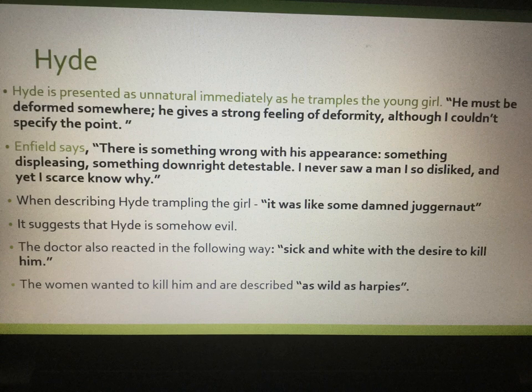Obviously, there's a suggestion that he's evil. The doctor also reacts in the following way, sick and white with the desire to kill him. And the women also wanted to kill him and are described as wild as harpies. And look at that simile. So there's quite a few quotations there to remember in regards to the character of Hyde.